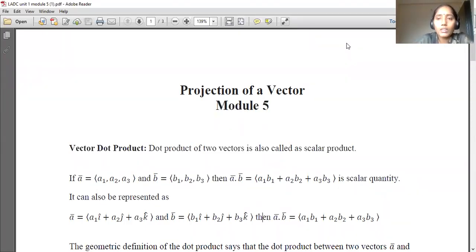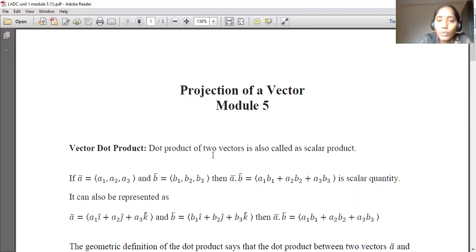Today we will start another module in linear algebra and differential calculus. Now we start module 5, which is projection of a vector. Before we go to the projection of a vector, we start with the dot product of vectors. Let us recollect the dot product, then we will move to the projection of a vector.